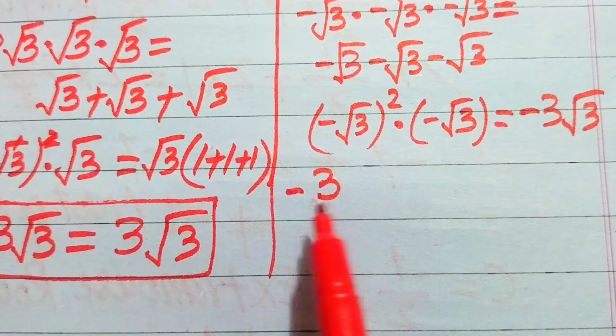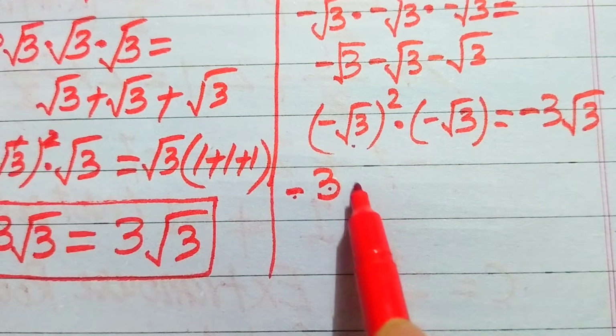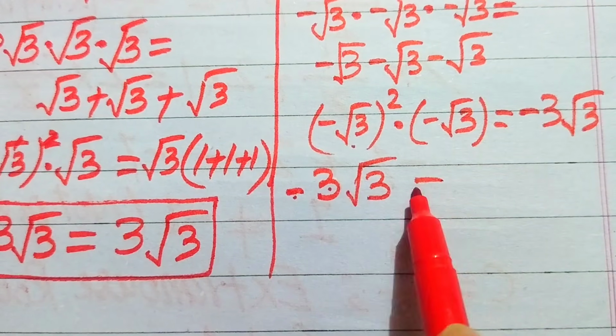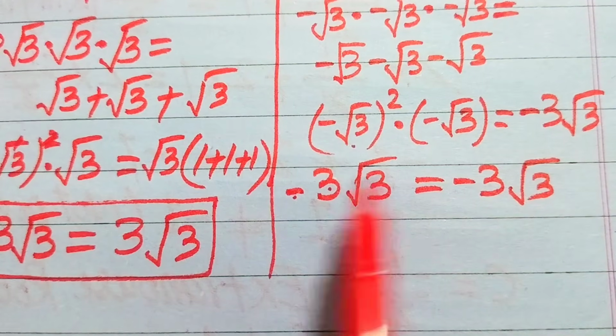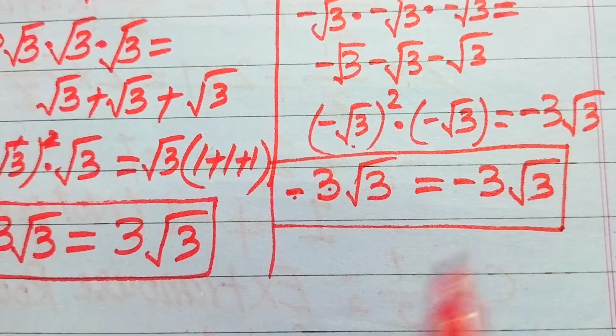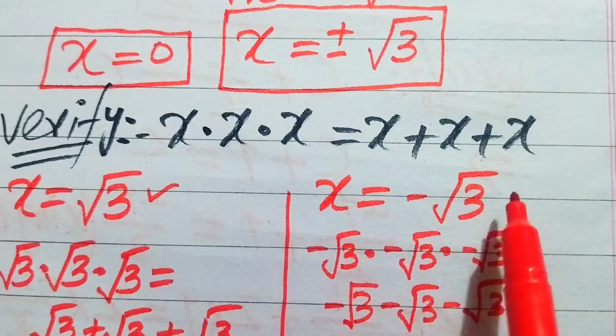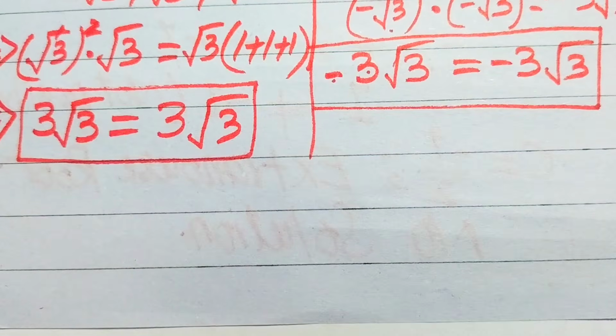And here this negative term we can write here and we get 3 only from here, and from here we get square root of 3, and this whole equation is also equal to minus 3 times square root of 3. So you again see that both of the sides are equal. It means that the second value of x also satisfies our given question statement.